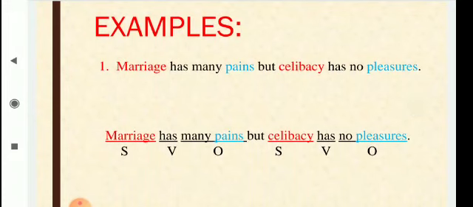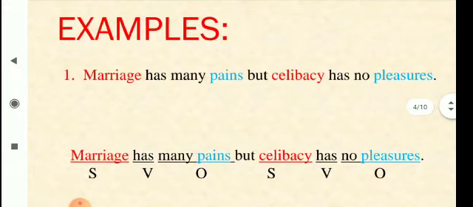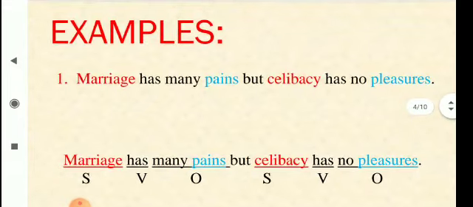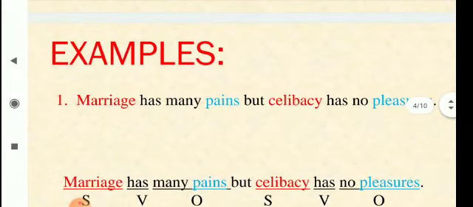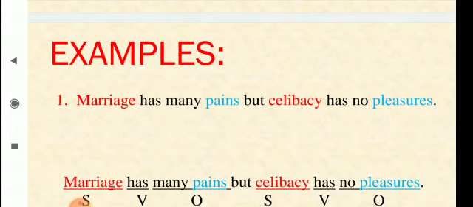Marriage has many pains, but celibacy has no pleasures. You can see this on the screen. Is that right? And you see that this is a sentence, and this sentence has two parts. The first one is marriage has many pains, and the second part is celibacy has no pleasures. And these two clauses are joined by a conjunction, that is but.